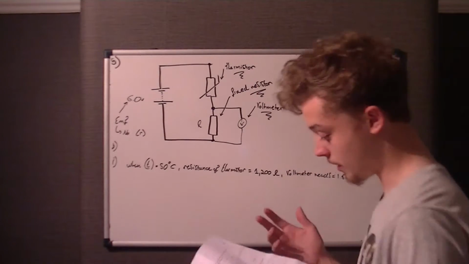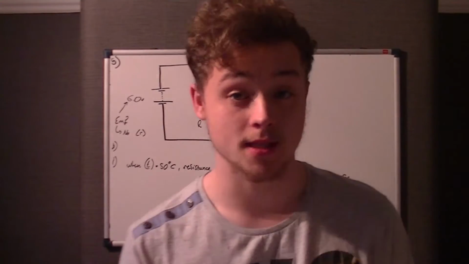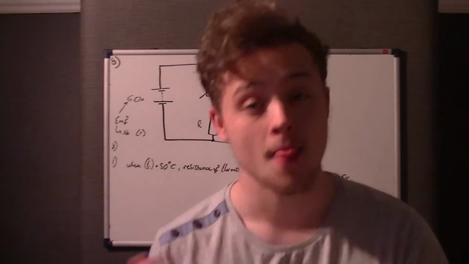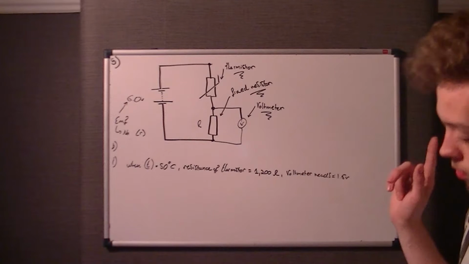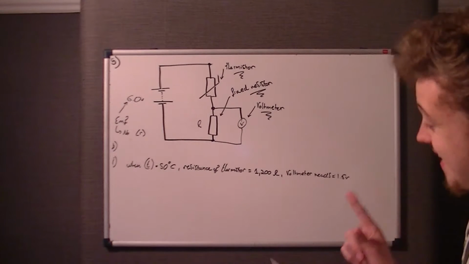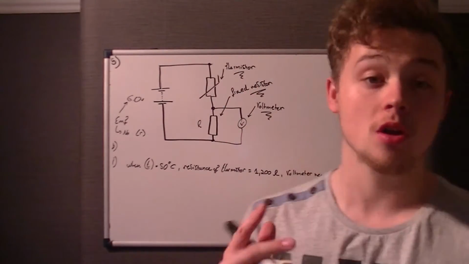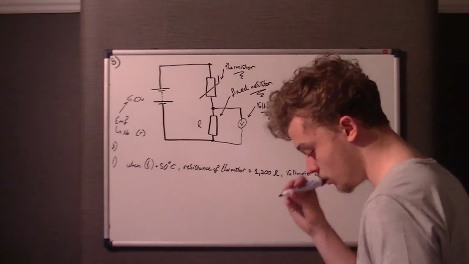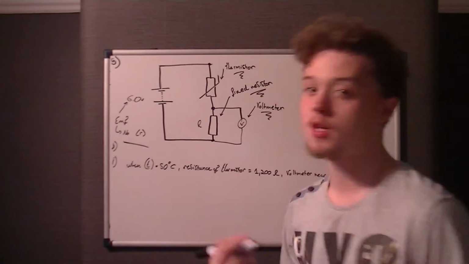We're also told that the voltmeter across this fixed resistor R reads 1.6 volts. So, in other words, the potential difference across R is 1.6 volts. We're also told that the battery has an EMF of 6 volts. But we're told that there's negligible internal resistance. In other words, little r is equal to 0.